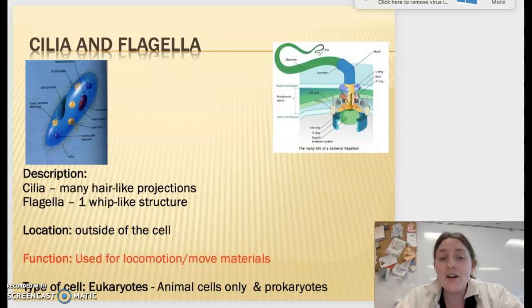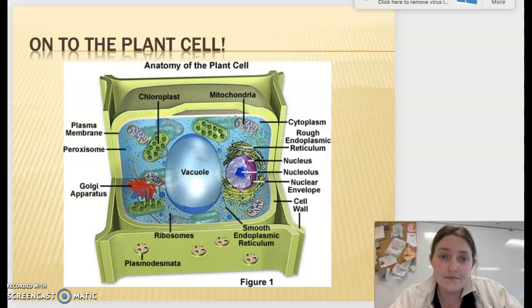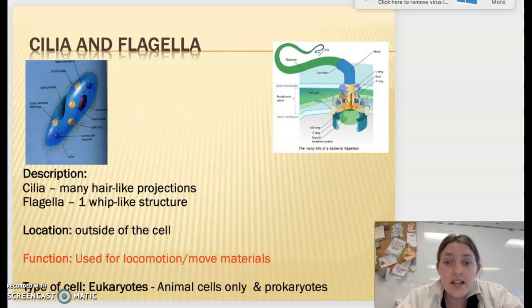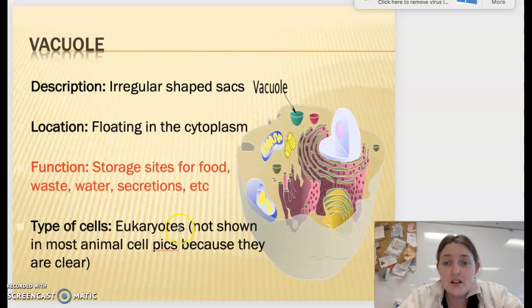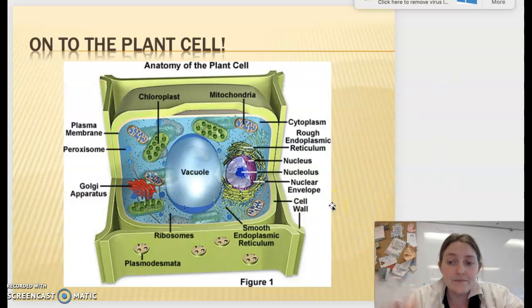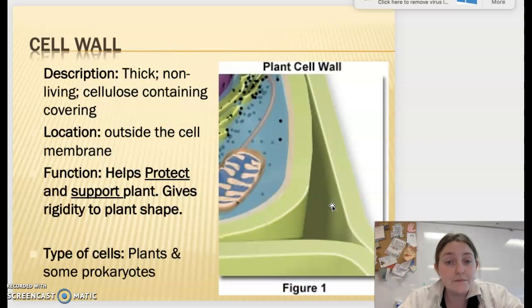So we're going to talk now about the three structures found only in plant cells, some bacteria, and some protists. So on to the plant cell. If you note, the animal cells that have been referenced are very round in shape. Plant cells are very boxy. And that is because of this first organelle.